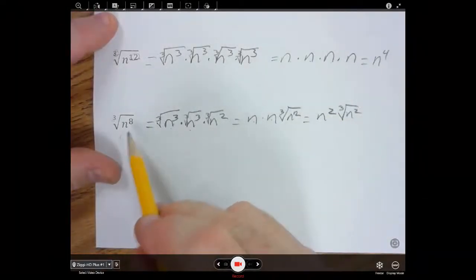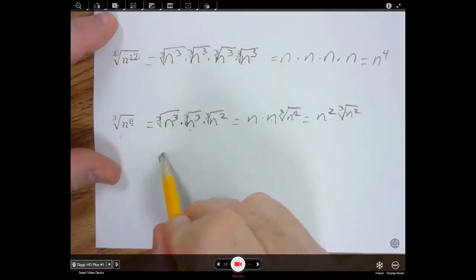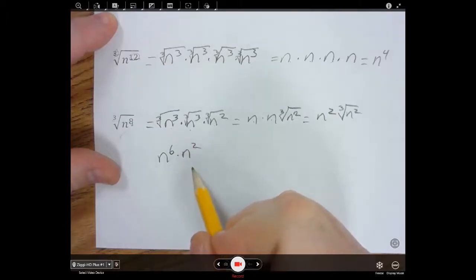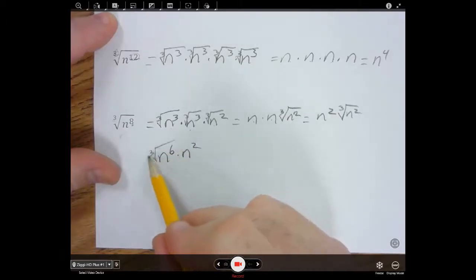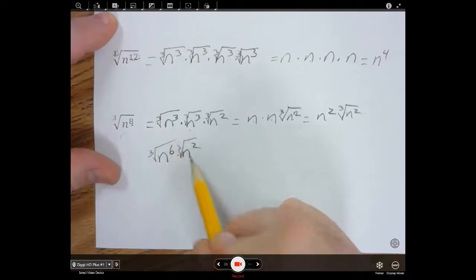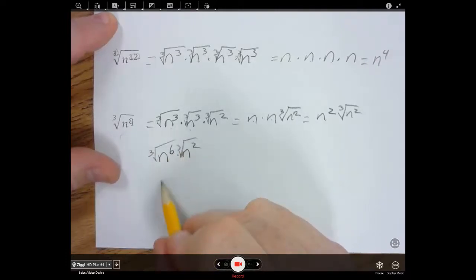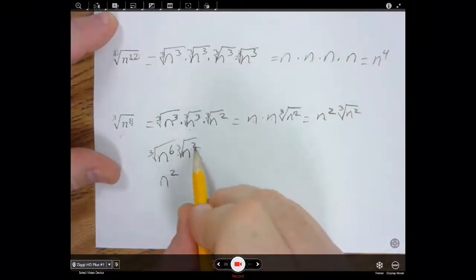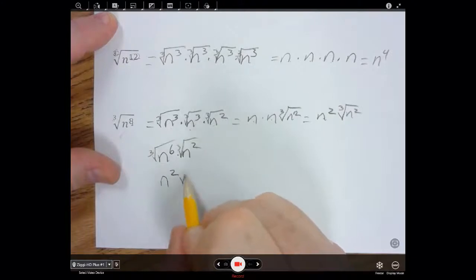Now there is a little bit of a shortcut here. The next multiple of 3 that's less than 8 is n to the sixth with an n to the second left over. So if you take the cube root of n to the sixth and the cube root of n to the second, cube root of n to the sixth is n to the sixth divided by 3, which is 2, and you'll notice that's what we got over here. And this one isn't a multiple of 3, so it can't come outside. We leave it as cube root of n to the second.